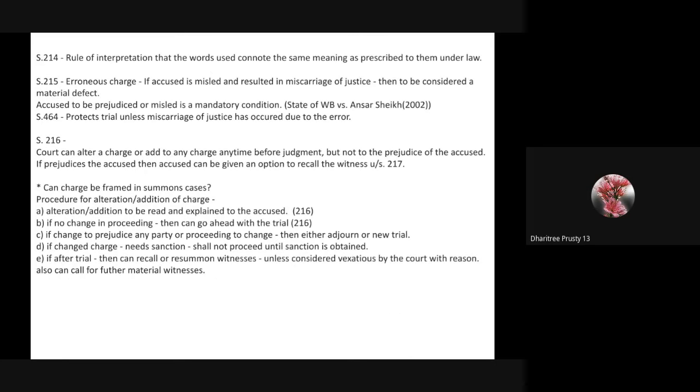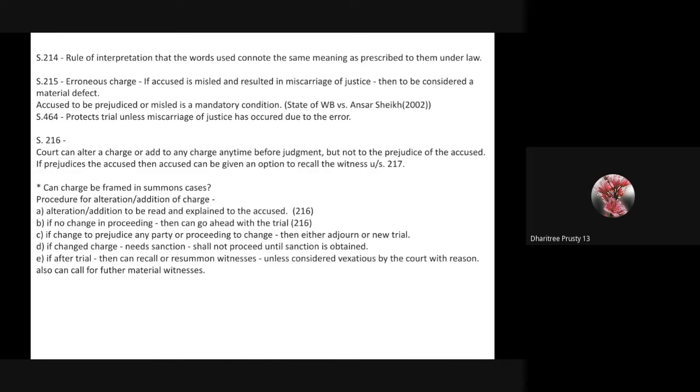Section 214 is nothing but a rule of interpretation which says that if a word is used in a charge, then it shall be given the same meaning as prescribed under the law. That is, if in the IPC murder has been defined, and the word murder is used, then it shall be given the same meaning. Section 215 talks about the effect of an erroneous charge.